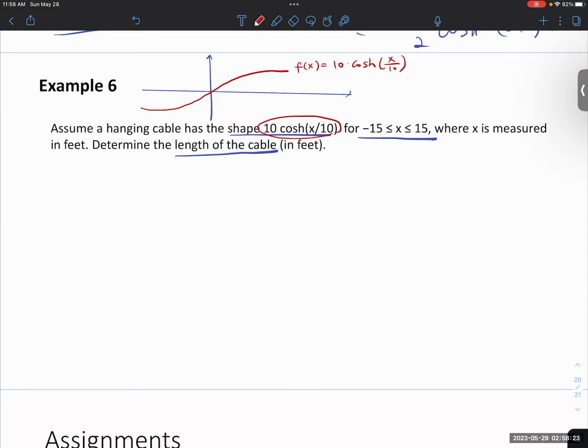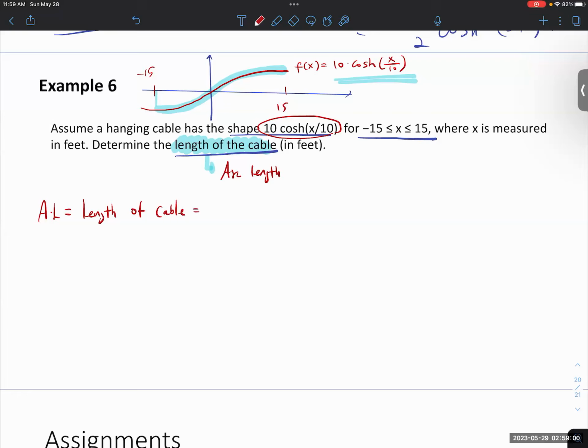This is the cable function, and they want to find the length of the cable. This cable, it's not like, you know, it could be linear, it could be curved. So we are actually looking for the arc length between negative 15 and 15, which is this length of the cable. And the cable function is a cosh, it's not linear, it's a curvy function. So do you remember how to find the arc length formula? This time we are looking for the length of the cable.